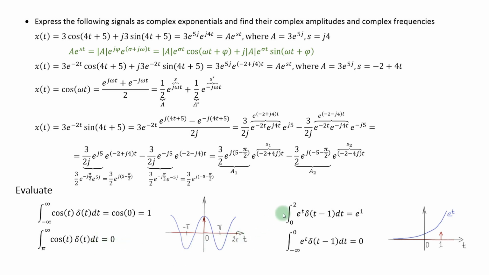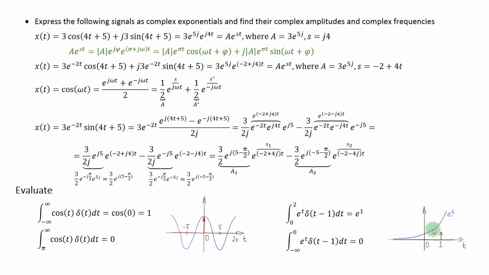Now, this integral. Here I'm integrating from 0 to 2, and I'm integrating the multiplication of an exponential with the Dirac delta pulse, which is time shifted to the position of 1. Here I have it plotted. This is my exponential, and this is the Dirac delta pulse shifted to the position of 1. So when I integrate from 0 to 2, that includes this interval, that will include this Dirac delta pulse, and that I will have the sampling property of the Dirac delta pulse.